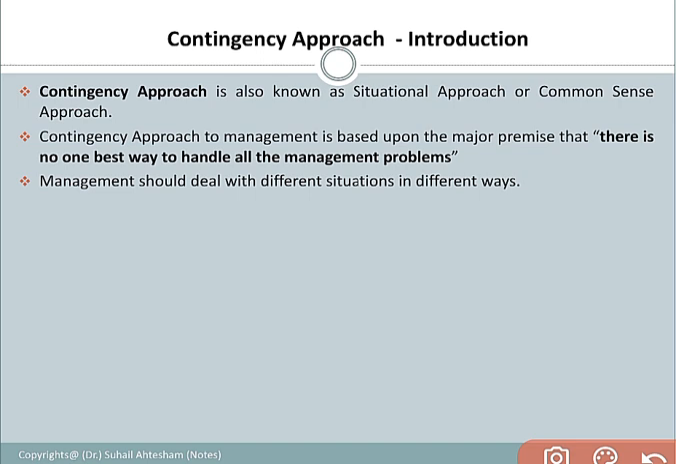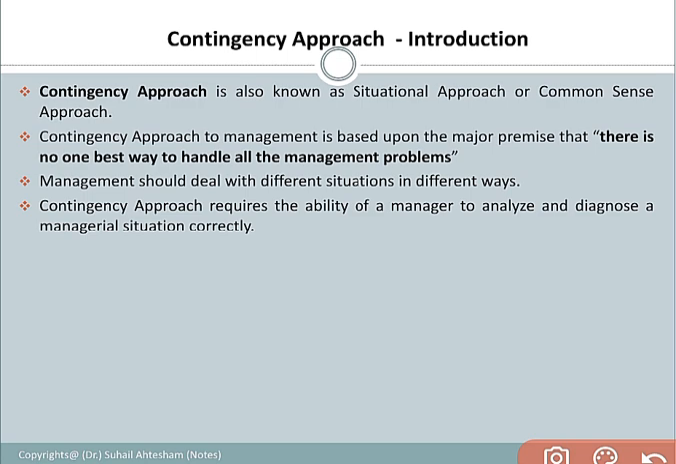Management should deal with different situations in different ways, right? According to the situation, the manager has to react, perform his work and act accordingly, right? So basically, according to the situation, they have to solve that problem accordingly, right?